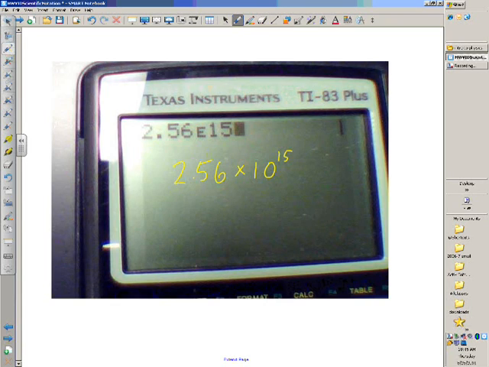It might work at the beginning when you're doing scientific notation, but eventually your calculator is going to get confused in order of operations. So make sure you learn how to use your calculator properly in scientific notation.